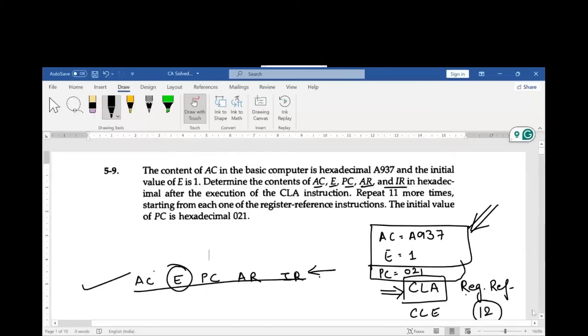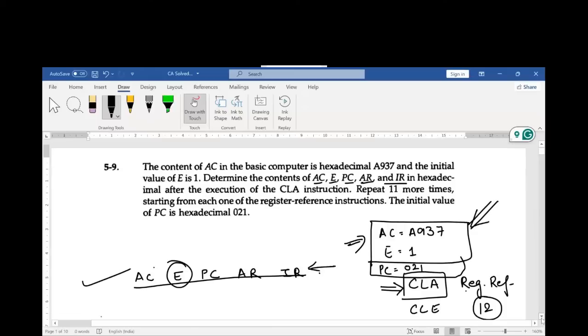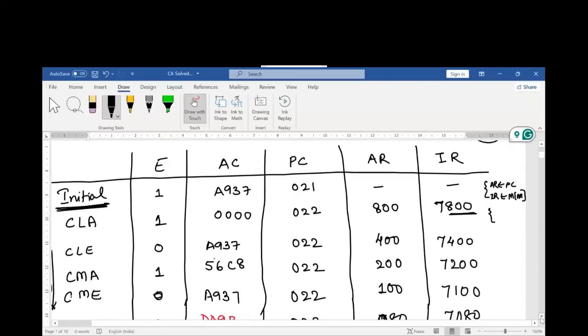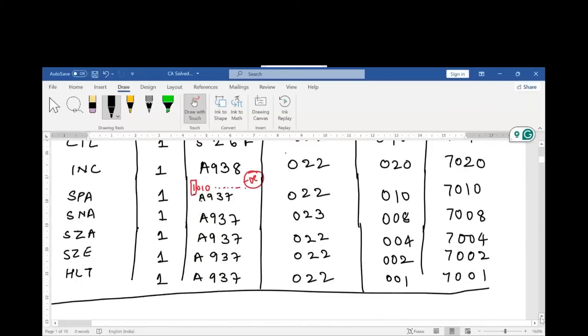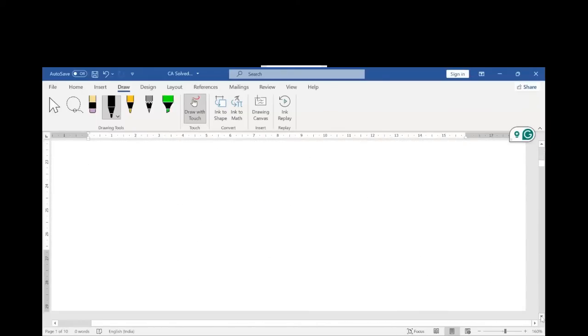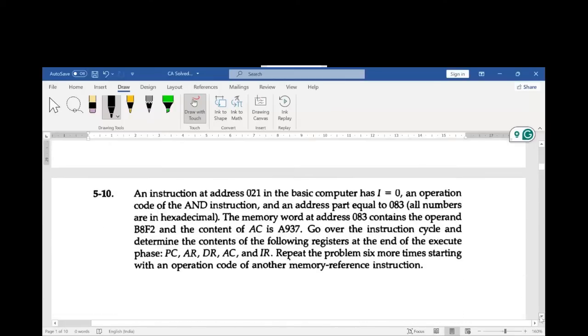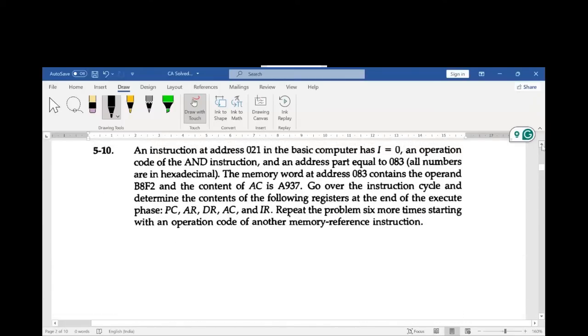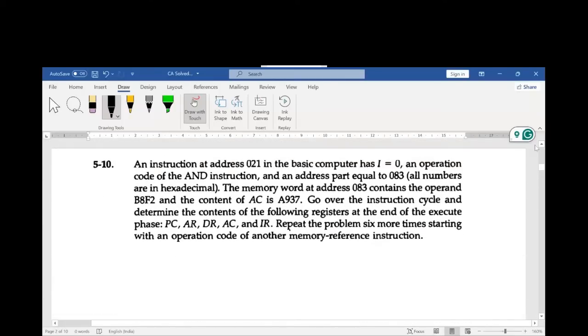Okay, so some initial set of values were given to us. With reference to that, we had executed all the 12 register reference instructions and then had specified the values of the registers after completion of each instruction. Now, in this session, we will be seeing how to execute the memory reference instructions. Okay, so let us quickly read the question given to us.